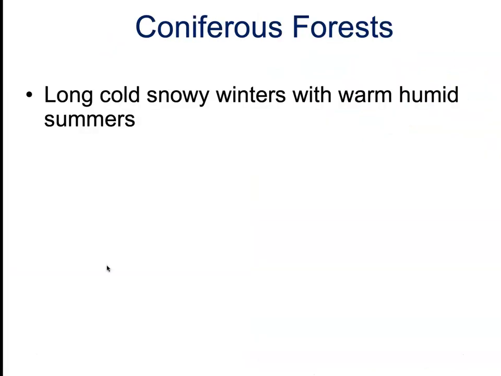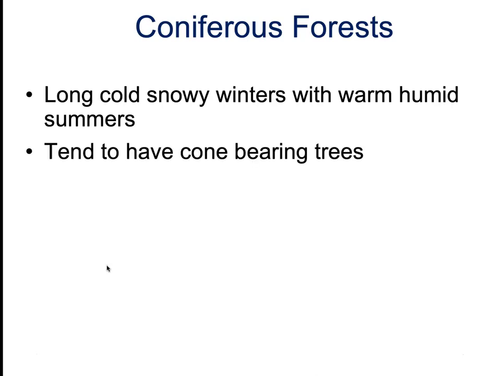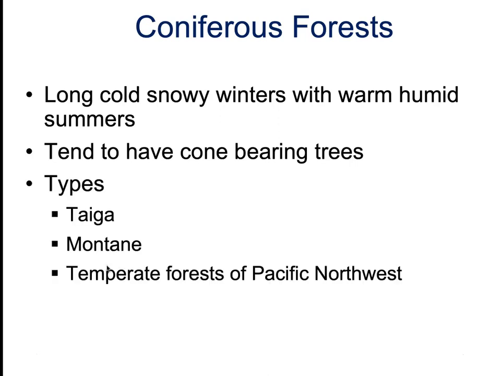So the next region that we're going to talk about is the coniferous forests. So now we're moving down from the poles. The coniferous forests are going to have long, cold, snowy winters with warm, humid summers. So cold winters, warm summers, and a reasonable amount of precipitation. We tend to see cone-bearing trees. And there are 3 different types of coniferous forests that we're going to talk about: the taiga, montane, and the temperate forests of the Pacific Northwest.